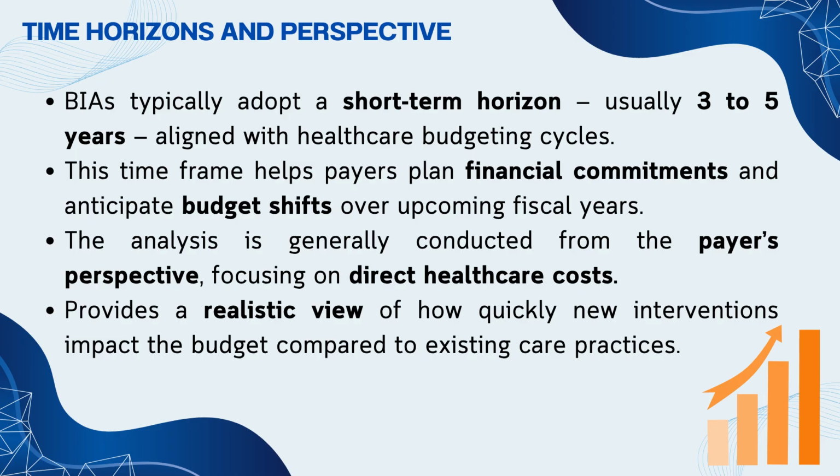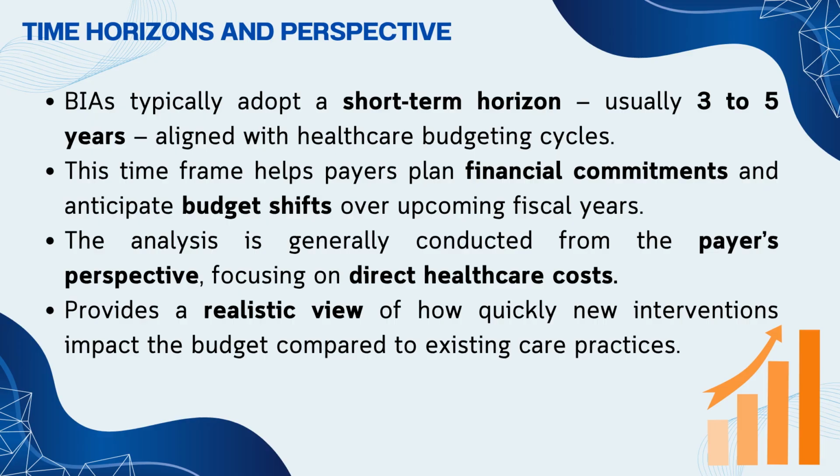Now, let's look at the time frame BIA uses. Unlike cost effectiveness analysis that often takes a lifetime perspective, BIA usually focuses on a shorter horizon, around 3 to 5 years. This is because healthcare budgets are typically planned for shorter financial cycles, and the analysis is almost always done from the payer's perspective, meaning it looks at direct cost like drug acquisition, administration, monitoring, and hospitalization. So the goal here isn't to measure long-term value, it is to check short-term financial feasibility.